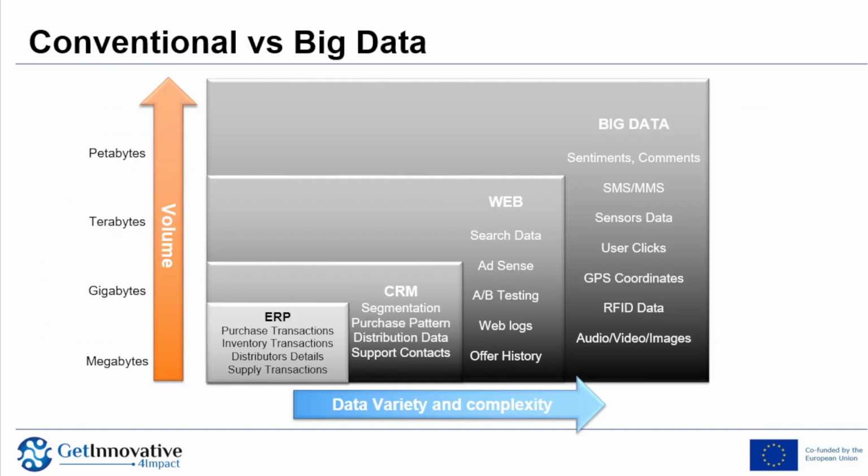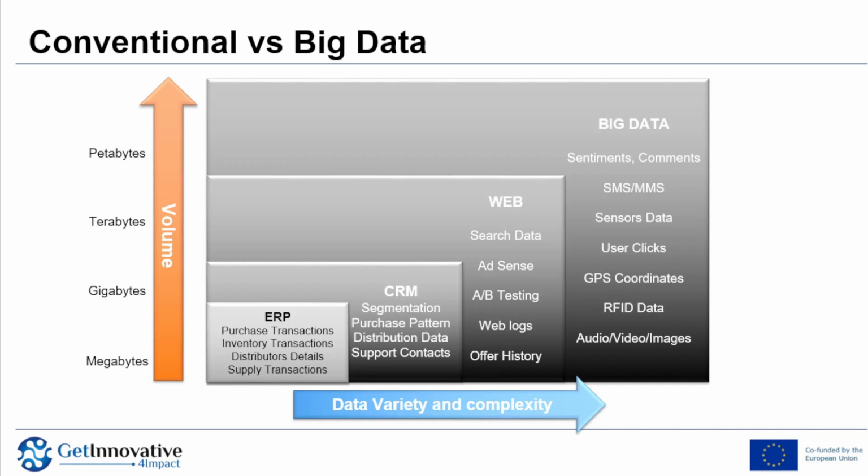If we talk about conventional versus big data, we would see that there is a high trend that would be followed in the sense of ERP, CRM, web, and big data. Previously, ERP included purchase transactions, inventory transactions, and distributor details, and we were limited to the supply transactions. Then the story begins, and we talked about CRM. That would include segmentation, purchase pattern, distribution data, and the support context.